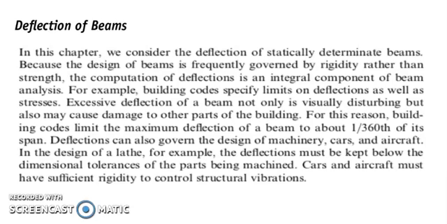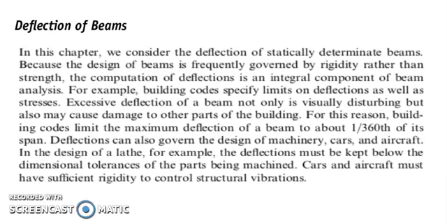Meaning, if there is a certain deflection on one component of a structure, and that component is the beam, it will cause disturbance not only on the visual side, but it will cause damage on other parts of the building. That is the main reason why the building code limits the maximum deflection of a beam to 1/360th of its span.